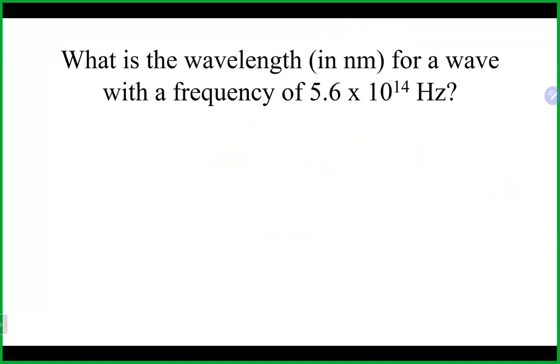All right, let's try another one here. What is the wavelength in nanometers for a wave with a frequency of 5.6 times 10 to the 14 hertz? Okay, so let's take a look. Once again, we're going to use our equation, c equals our wavelength times our frequency. In this case, we're given the frequency, which is 5.6 times 10 to the 14 hertz. Again, that is a 1-to-1 conversion with reciprocal seconds, so you can use either of those units.